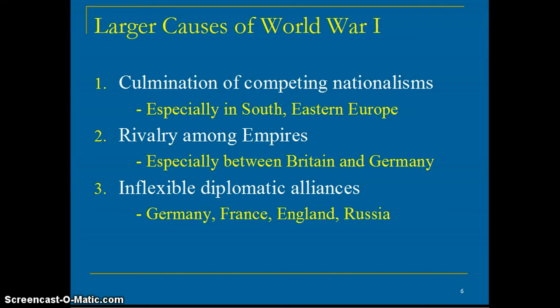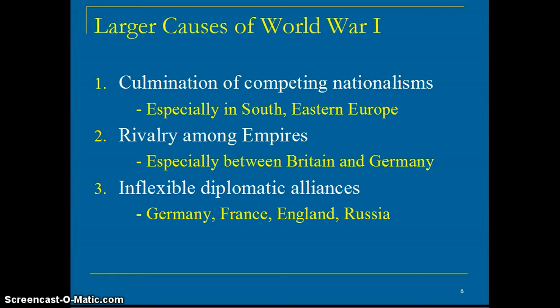All right, the larger causes, the things that really kick this thing going. These are the factors that made Gavrilo killing the Archduke the thing that caused the war. If these factors had not been involved, it would have just been an assassination. It would have been a big deal, but all these factors make a perfect storm for this world war to happen. Okay, competing nationalism, especially in South and Eastern Europe.